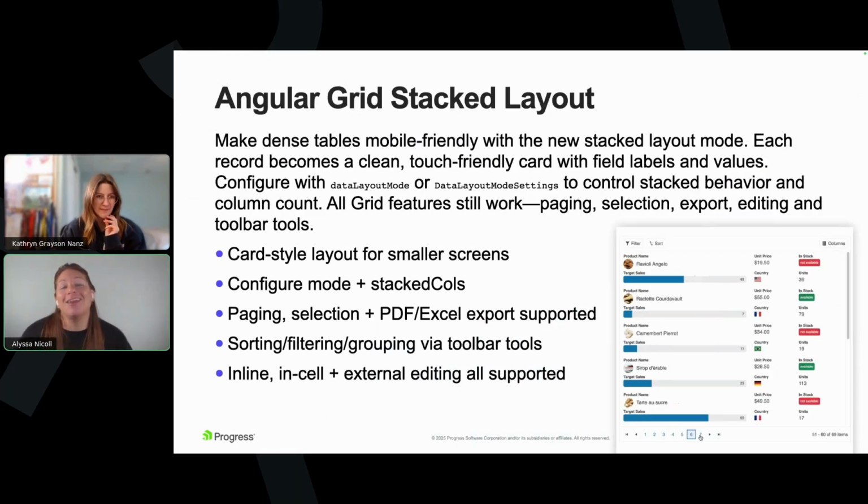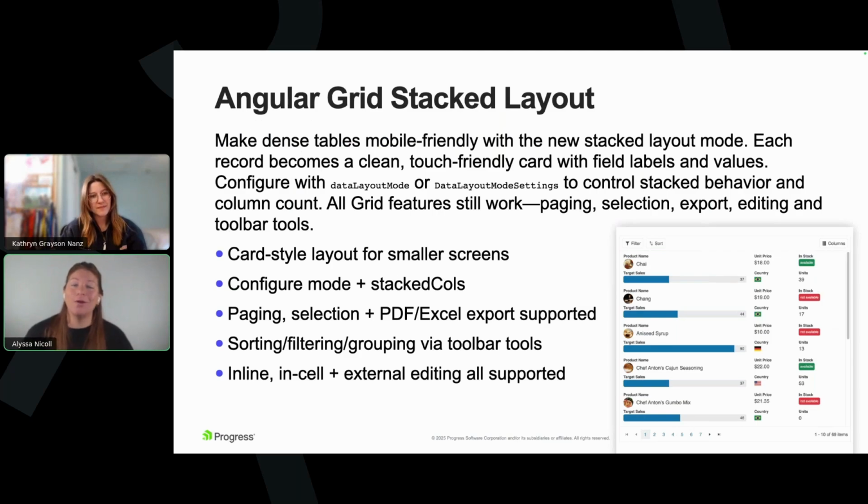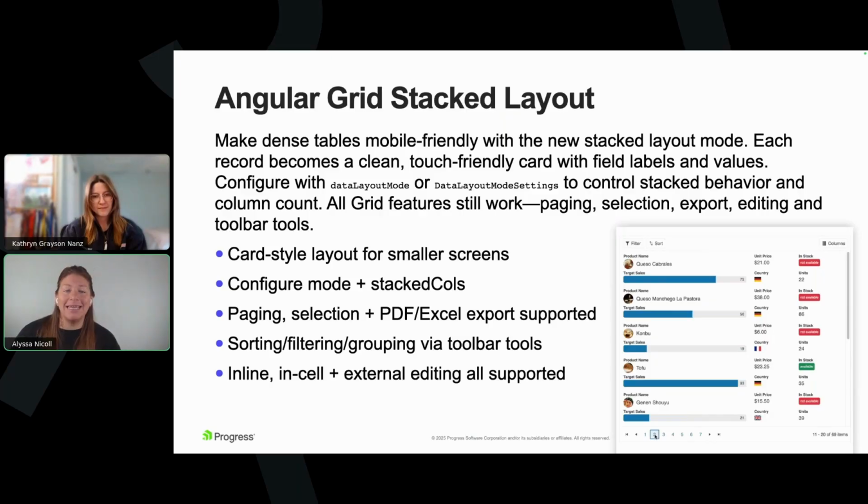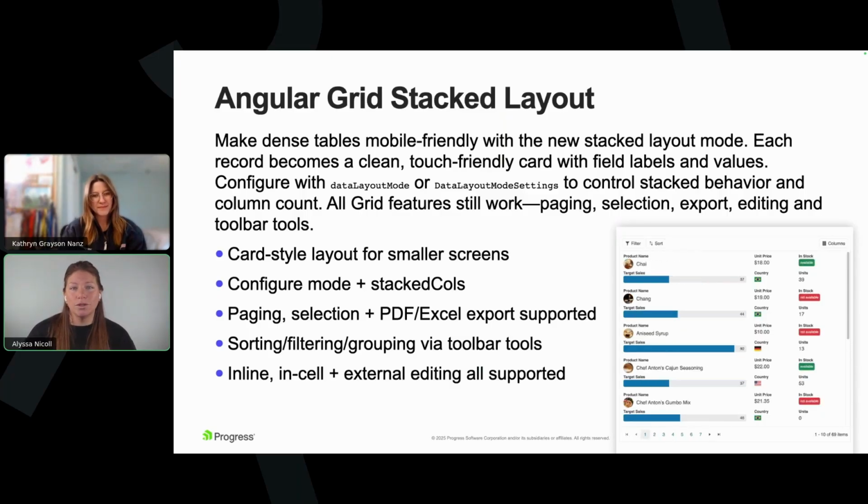And lastly, for this review today for the Kendo UI for Angular Suite, we added the stacked layout mode to the Angular grid. It turns each row into a clean card style layout. It's much easier to use on smaller screens. You can configure how the stacked view behaves, including how many columns show using the data layout mode setting. And the best part, everything still works. Paging, selection, export, all the editing modes, and the toolbar tools for sorting, filtering, and grouping.